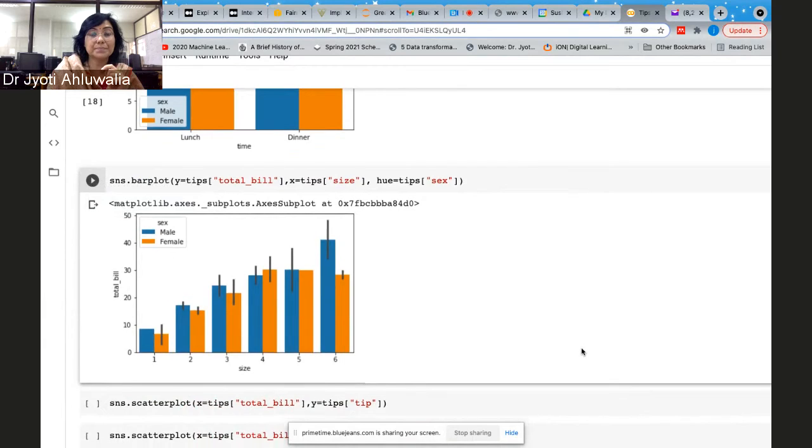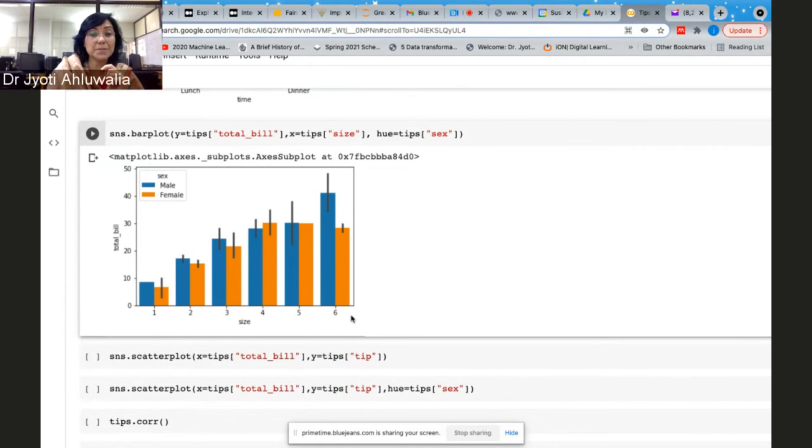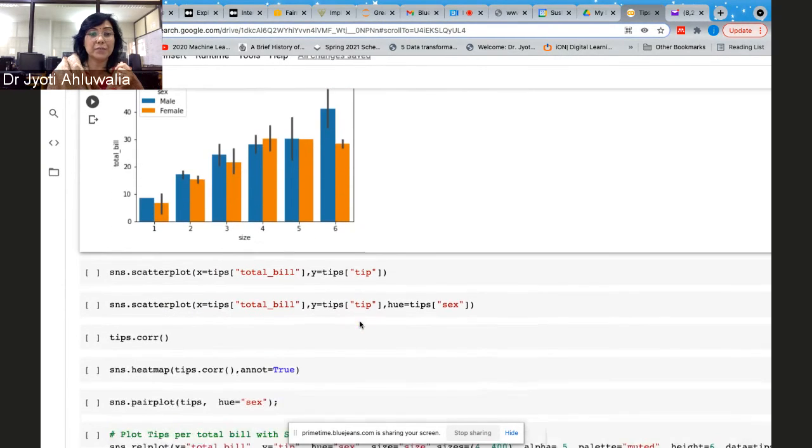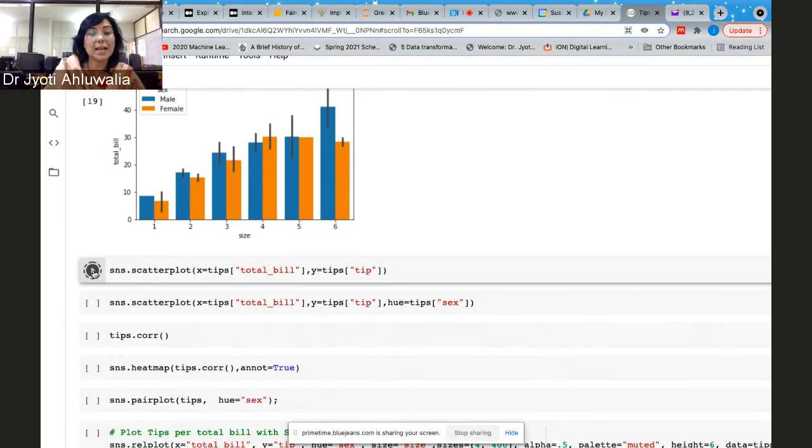Right. So if they come in groups, then for each group, male members are paying more bill amount than female members. And the bills are increasing as the number of people in the group increases, which seems illogical because there will be more bill paid if there are more members. Now let's look at a scatter plot.